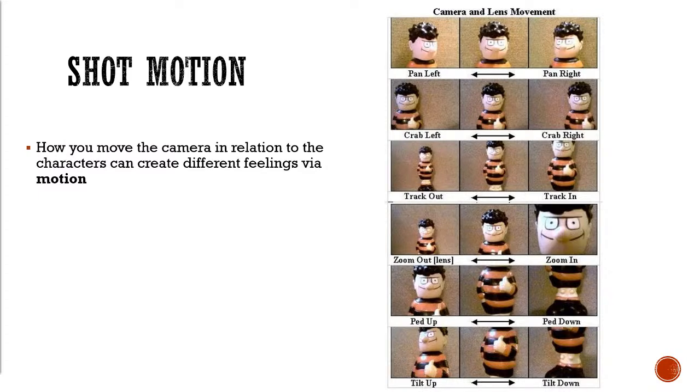Shot motion. How you move the camera in relation to the characters creates different feelings. So there's pans. Panning is when you're going around the character. Crabbing is just sort of across. Tracking is in and out. Tracking is when you physically move the camera. Zooming is when you change the setting of the camera so that it zooms in.